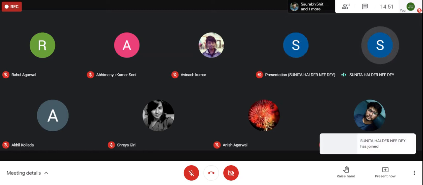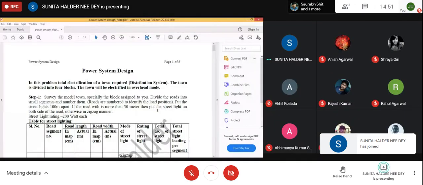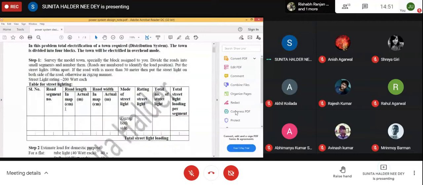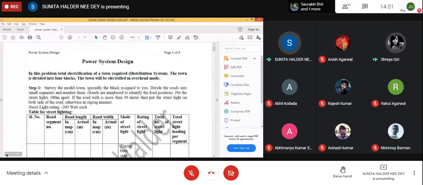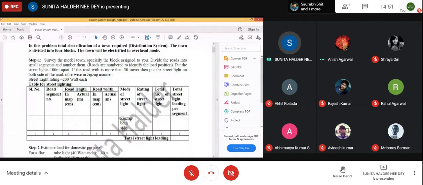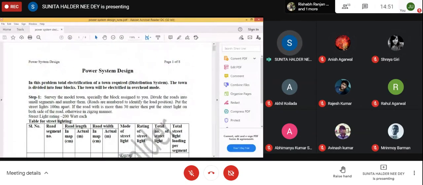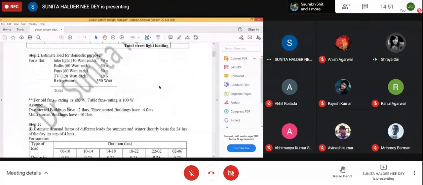This is the note I have given to you. Can you see the screen? This is the Power System Design note in PDF. Can you see the screen? Is it going up and down, or not? Yes, ma'am. When I am scrolling, it is scrolling up and down, right? Yes, ma'am. Okay.